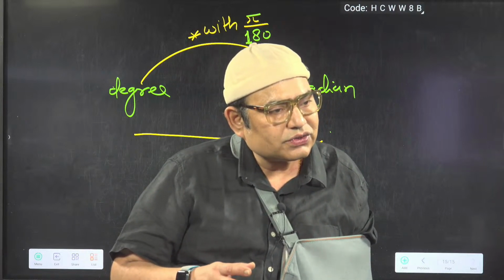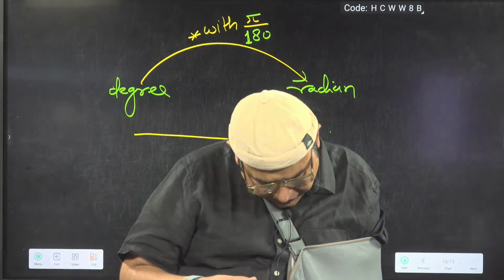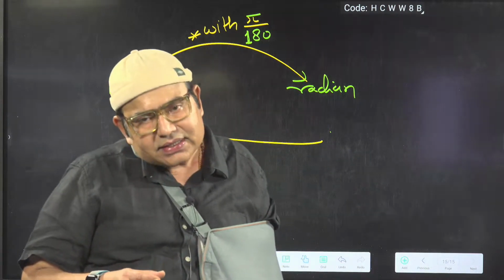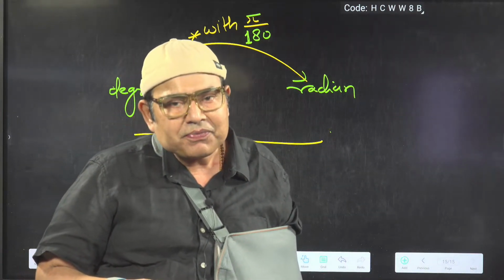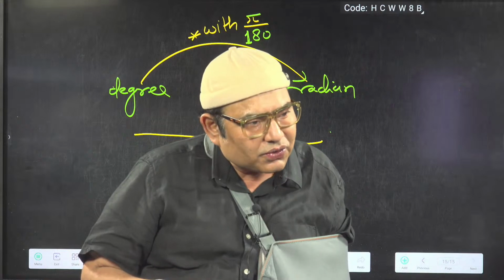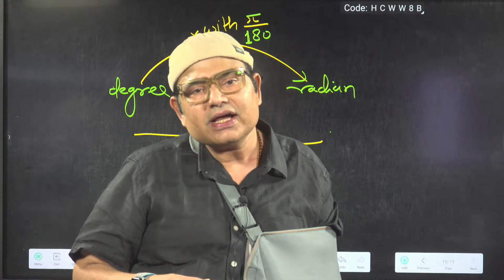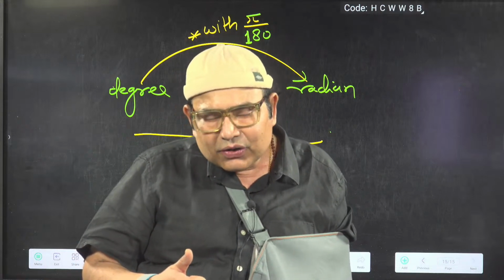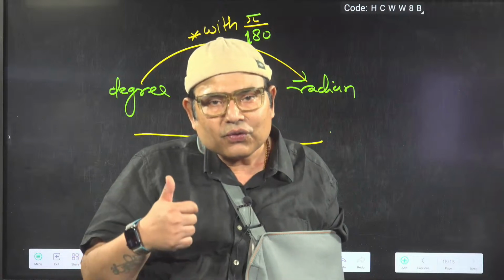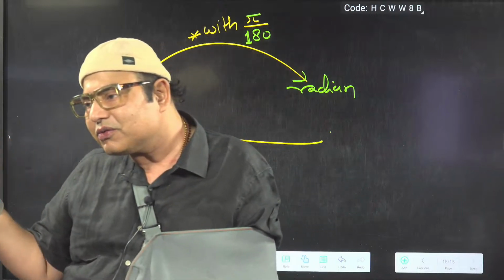284 out of 360. See, right now with the first test, you cannot analyze anything, whether this is less or more. The best thing is you have attempted the questions. Analysis can only be done after four or five tests.